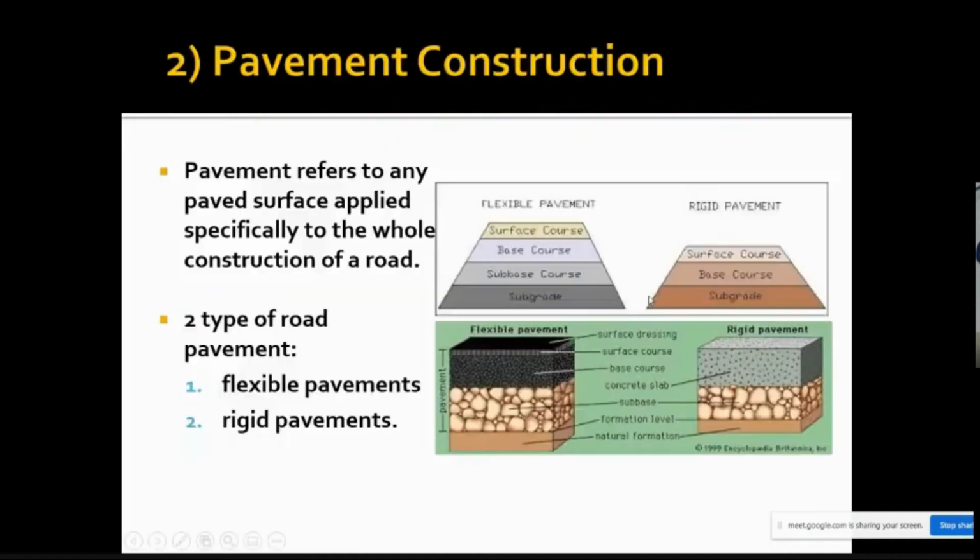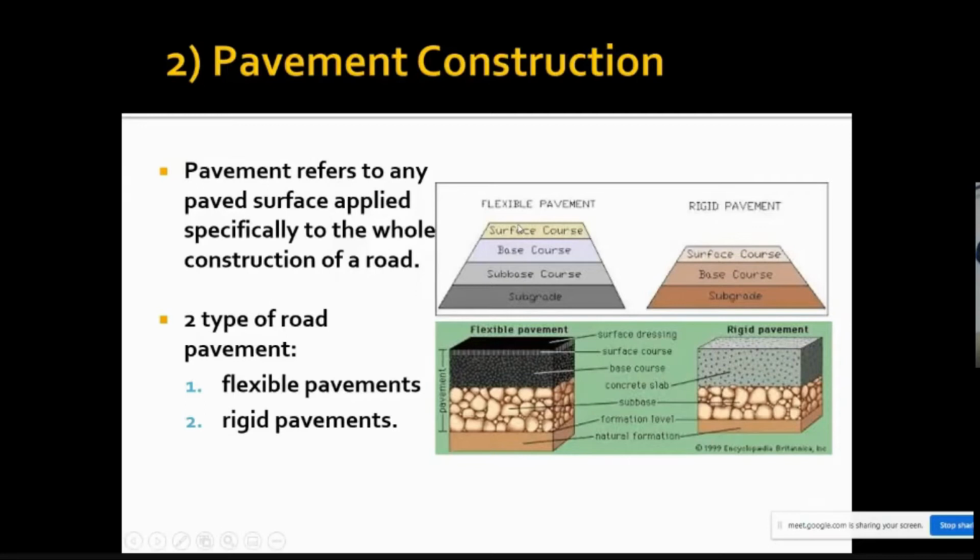Okay. Then pavement construction. Pavement refers to any paved surface applied specifically to the whole construction of a road. So we have 2 types of road pavement. One is called flexible, one is rigid pavement. Relax, nanti I akan explain. Flexible pavements dalam bahasa senang I nak explain adalah pavement yang gunakan aggregate, lepas tu dia letak tar dekat atas tu, base course. Dia punya surface course tu yang pakai tar warna hitam tu. Rigid pavement adalah pavement yang dia pakai concrete.